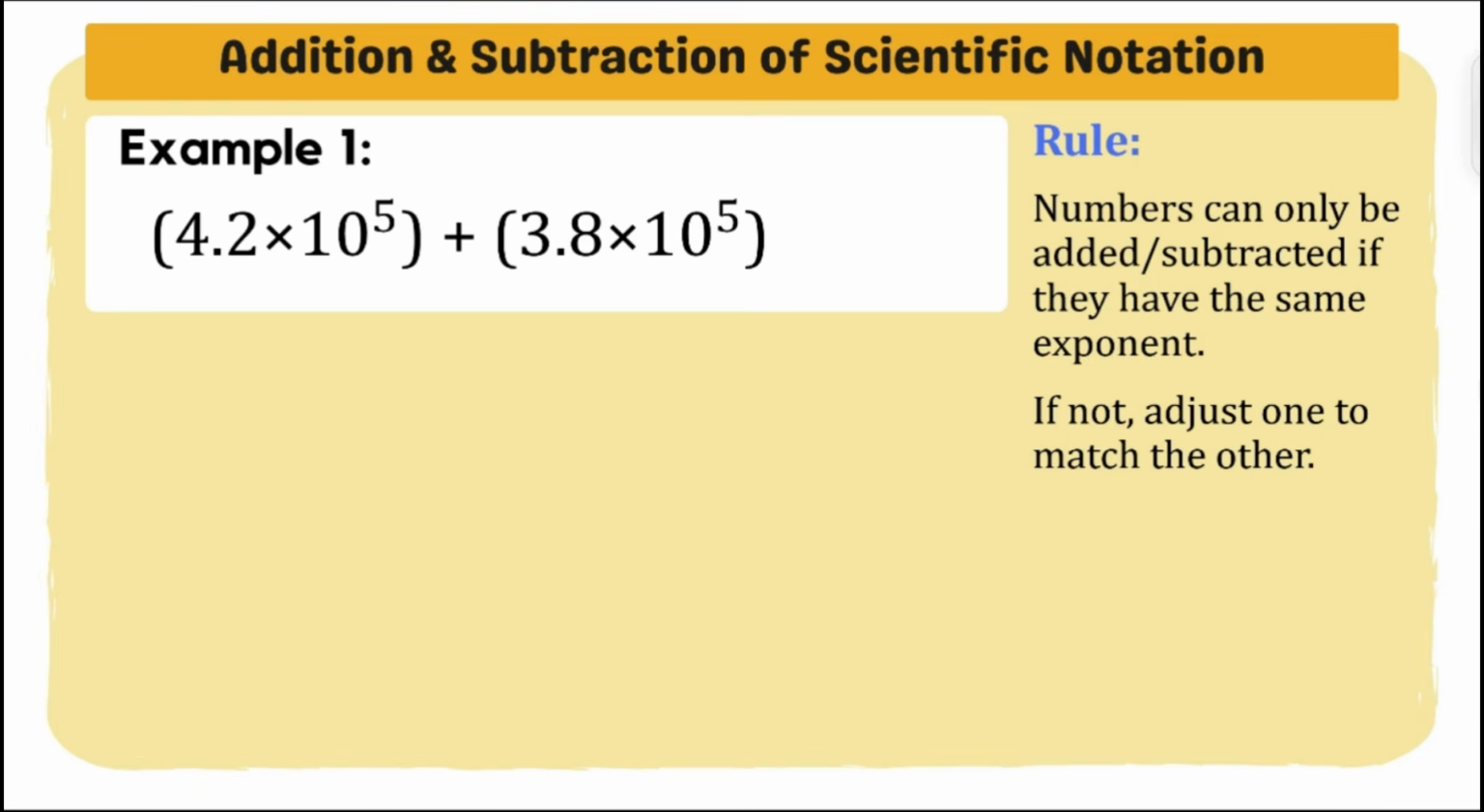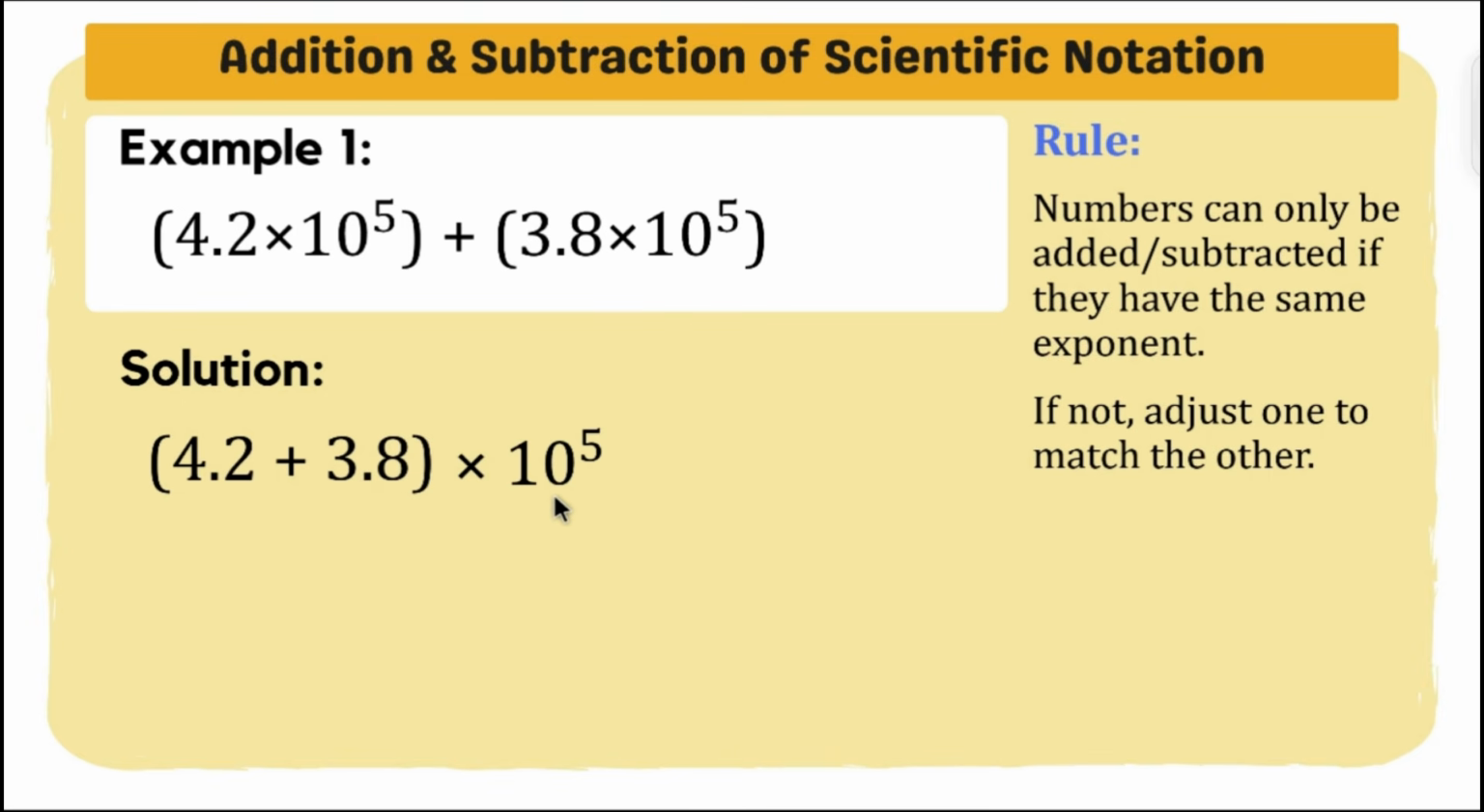Okay, let's have example number 1. We have here 4.2 times 10 raised to 5 plus 3.8 times 10 raised to 5. So, if you can see, pareho lang po ang kanilang exponent. So, ang gagawin lang natin dito is we will just add the number part or the decimal part. So, we have here 4.2 plus 3.8. Ito po yung dalawang number natin. Now, multiply lang natin sa 10 raised to 5 since parehas naman po yan. And then, our answer will now be 8. Okay, so just the simple addition of decimal numbers. We have here 8 times 10 raised to 5. This is our answer.